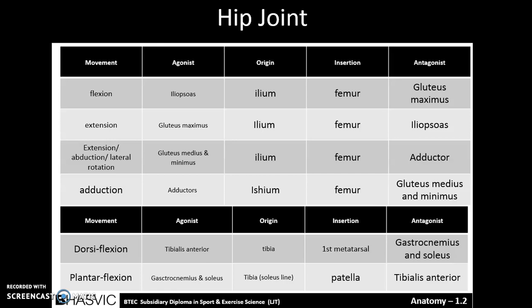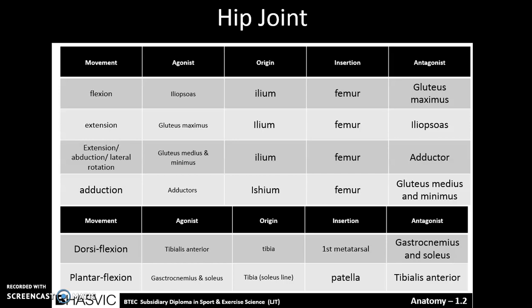The gluteus medius and minimus insert at the femur and originate at the ilium. They help extend, abduct, and laterally rotate the hip joint. Its antagonist pair is the adductor. The adductors help with adduction at the hip. It originates at the ischium and inserts at the femur. This would help a gymnast, as during the splits, the adductors will help adduct the leg and make the movement possible.